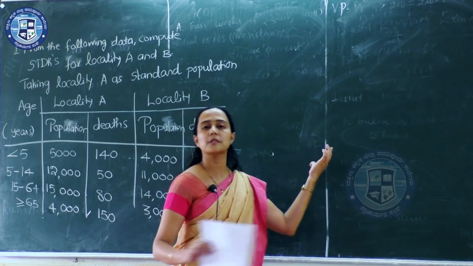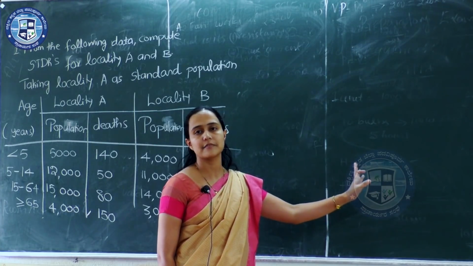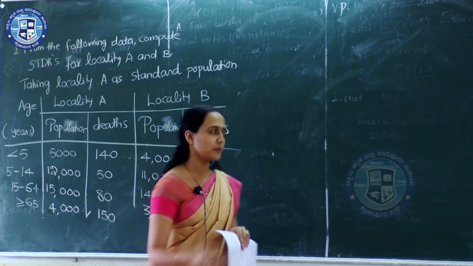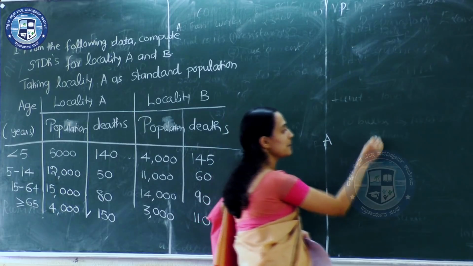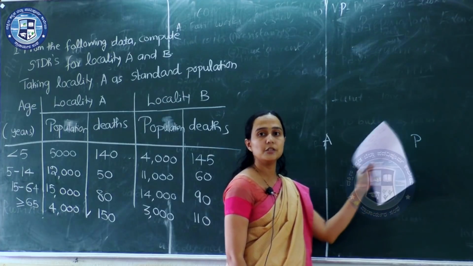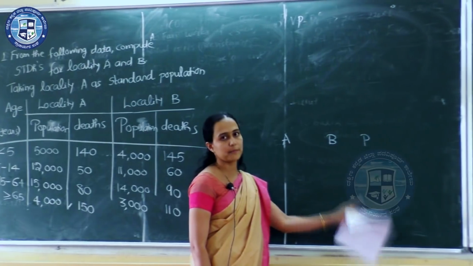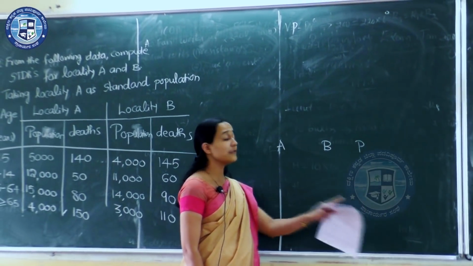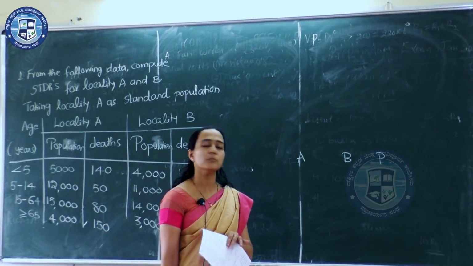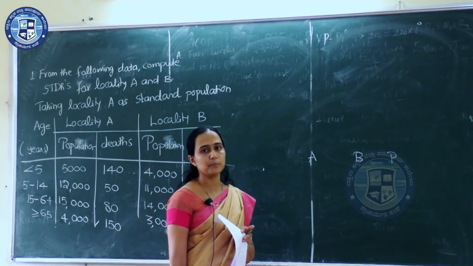First we have to compute the age specific death rate of the first population. Similarly, we compute the age specific death rate of the second population. Suppose the first is A, the second is B, and the standard population is P. Then one column for P into A, one column for P into B, next sigma PA by sigma P, sigma PB by sigma P. Whichever STDR is less, that is considered the healthier population. That was the first type of problem, which is very important.